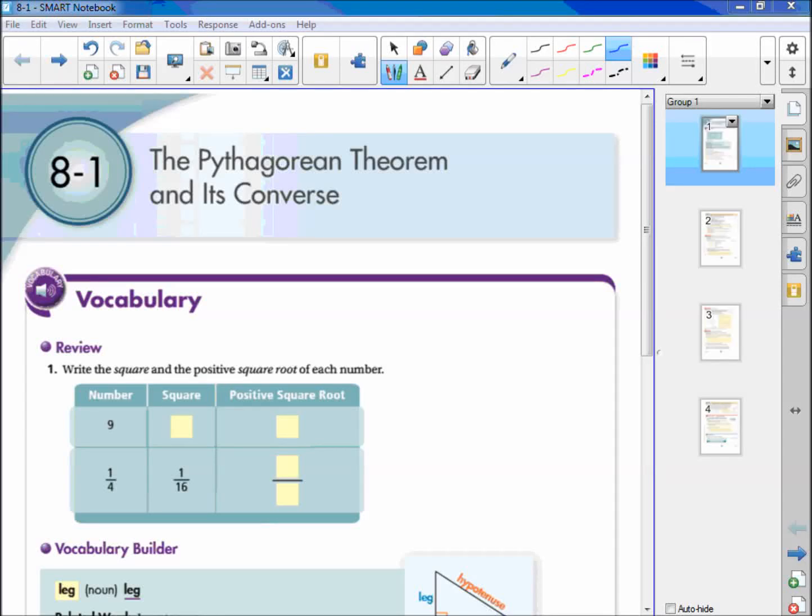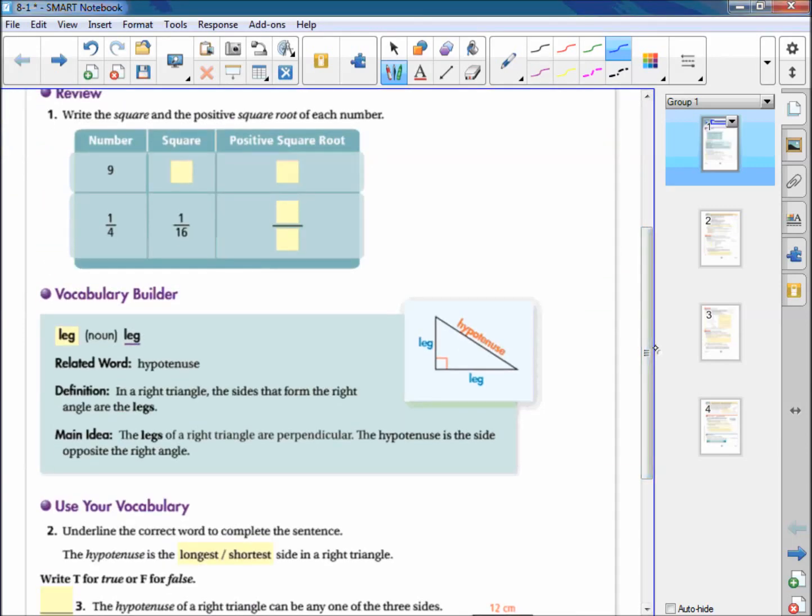Today we're covering section 8-1, the Pythagorean Theorem and its converse. All right, so this should be mostly review for you. Let's take a look through it anyways. Write the square and the positive square root for each number.